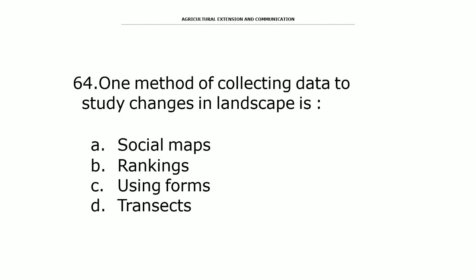Number 64. One method of collecting data to study changes in landscape is A. Social maps, B. Rankings, C. Using forms, or D. Transects. The answer is transects.